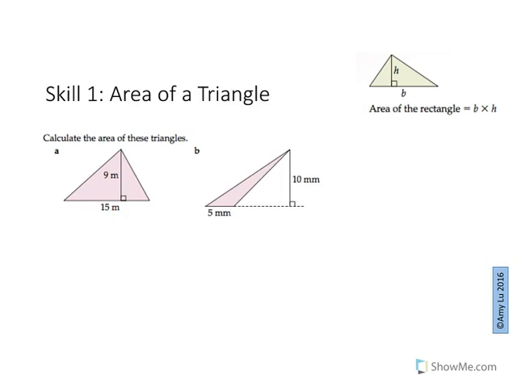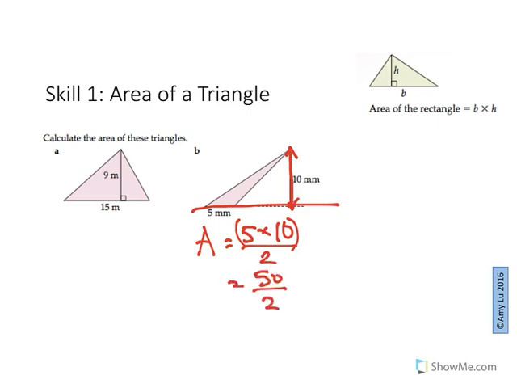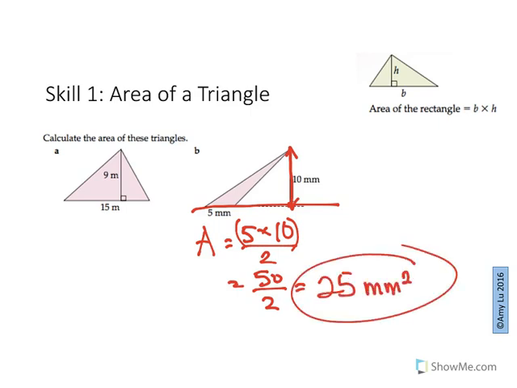In the second example, keep in mind, even though this triangle is sloped, the height is still vertical. It always goes straight up and down, because you always need to find the base and where it makes that perpendicular to touch the top of the triangle. So in this case, we would go 5 times 10 millimeters, divide that by 2. This makes 50 divided by 2, which turns out to be 25 millimeters squared.